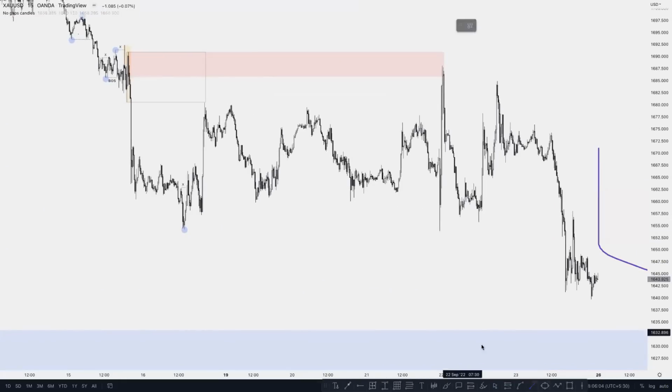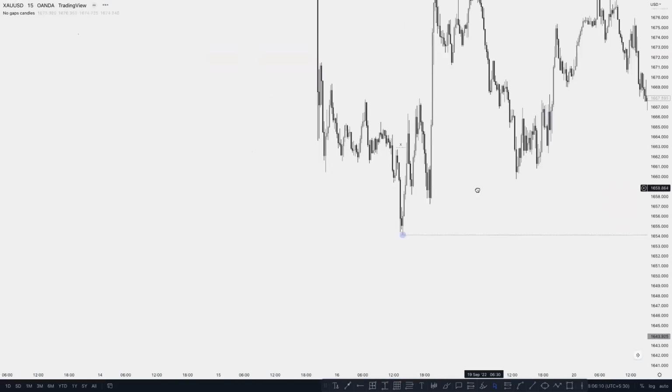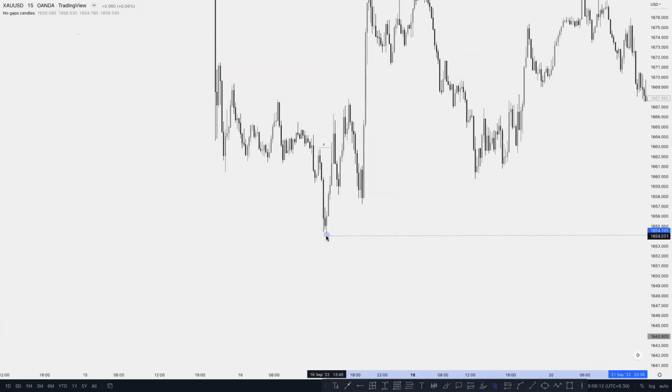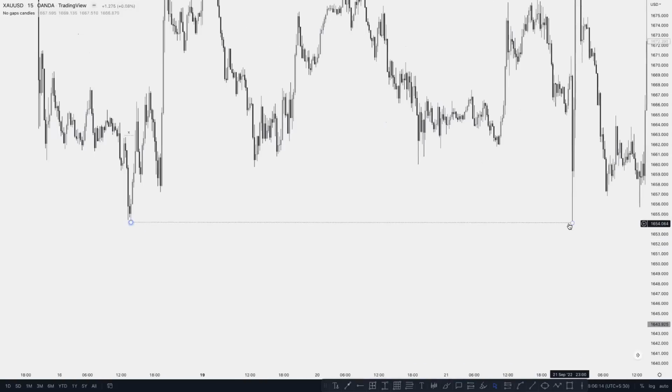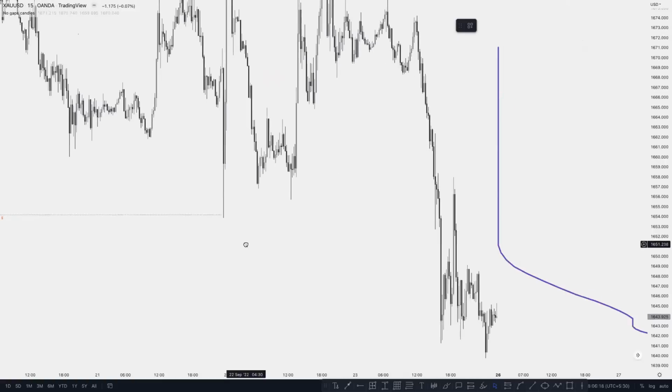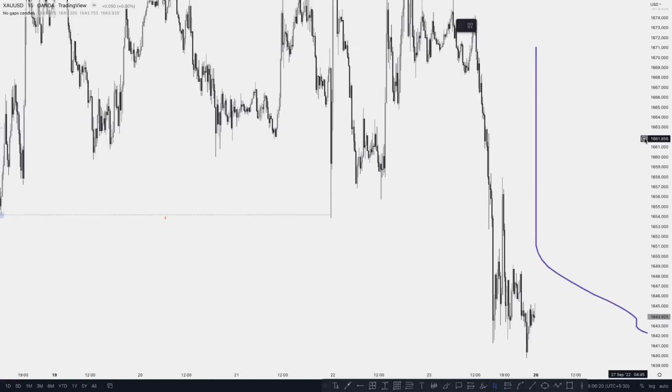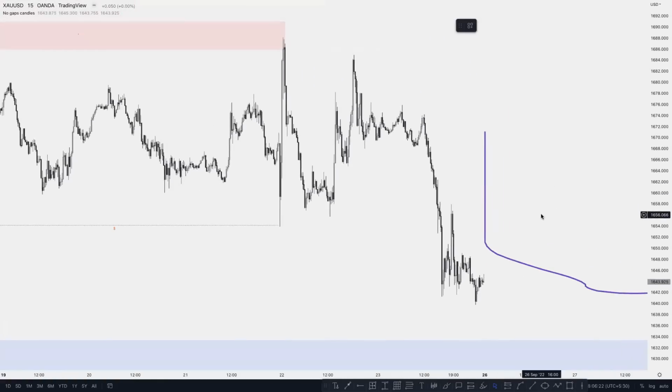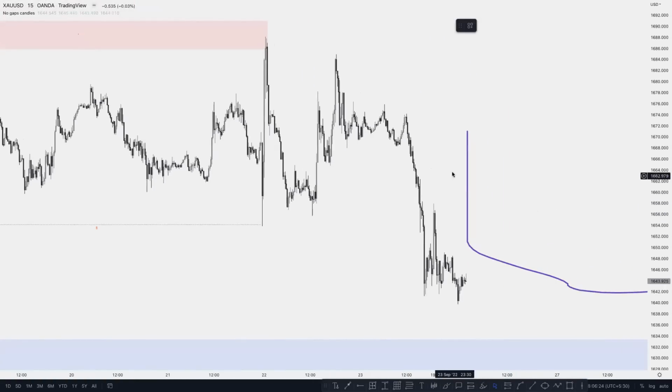Okay, let me mark the structure first. This one sweeps this low technically. This one sweeps the liquidity, and the next dump breaks the structure to the downside. So when can we sell in this case, right?